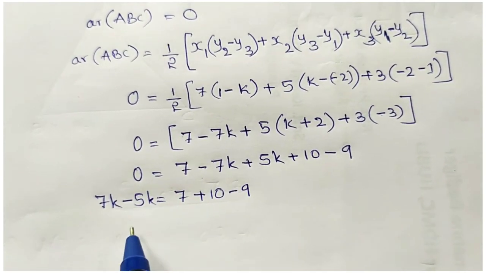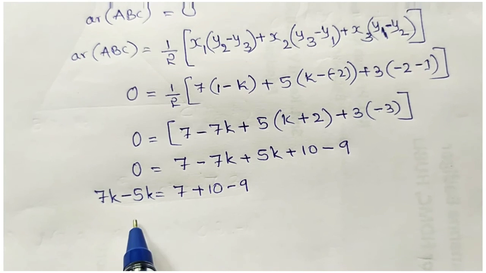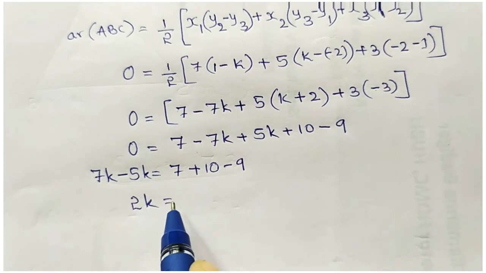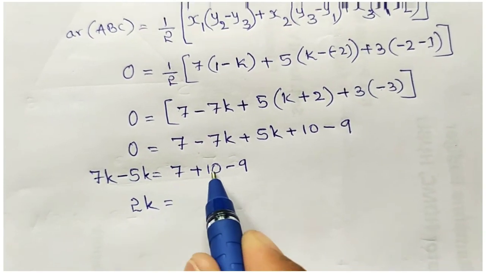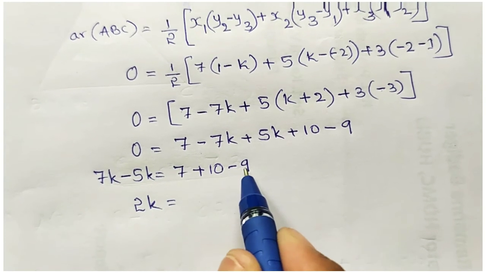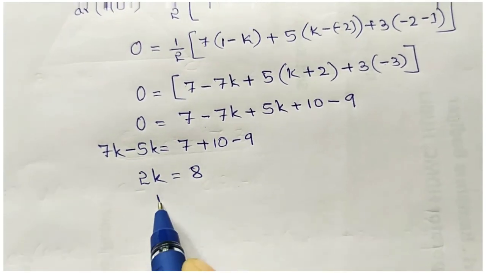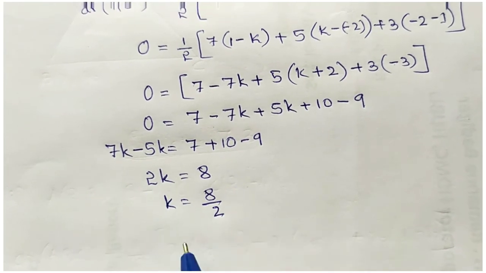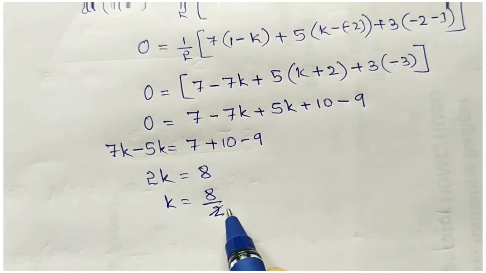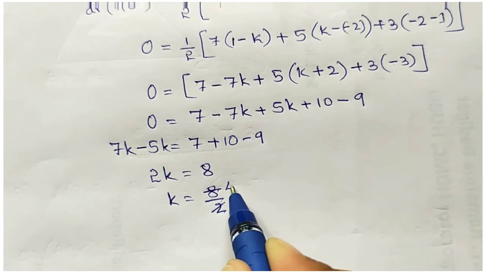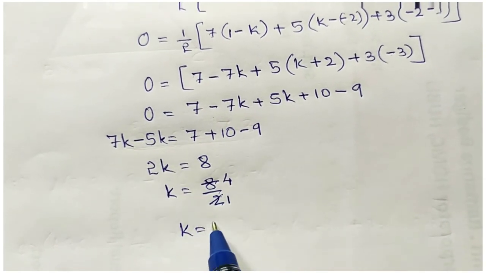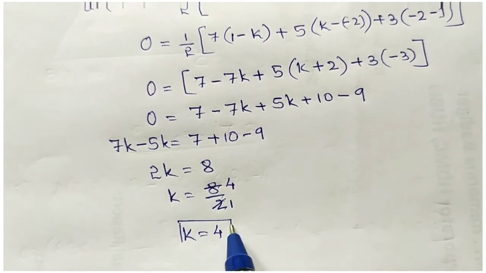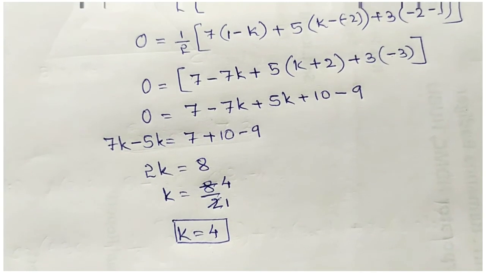7k minus 5k will be 2k, equal to 7 plus 10, 17, 17 minus 9, 8. Then k equal to 8 by 2. So taking 2 to the right side, it becomes division. 2 fours are 8. So k equal to 4. So this is our final answer.